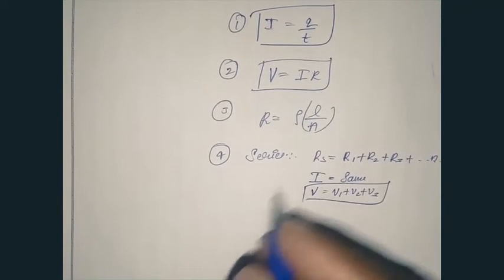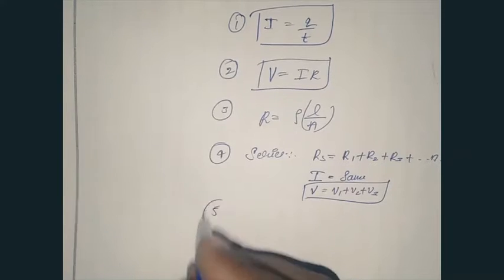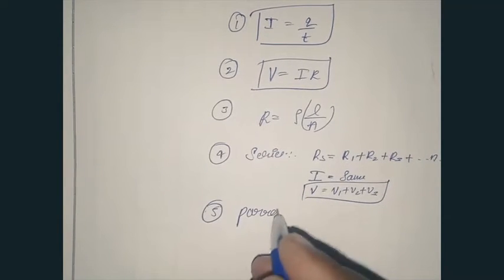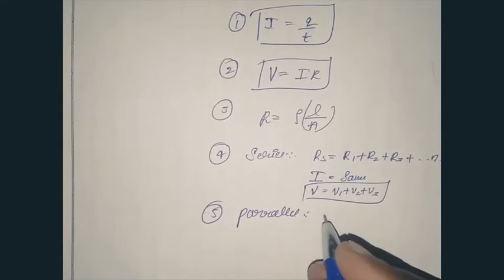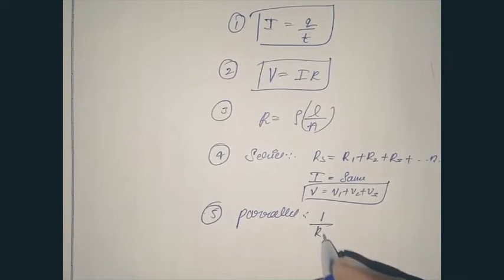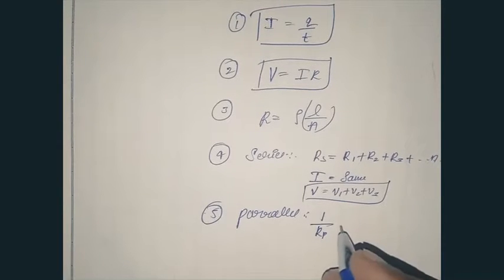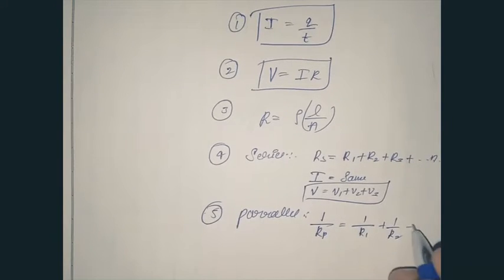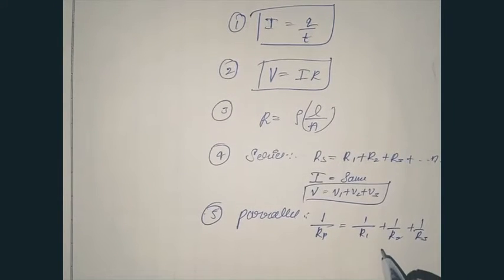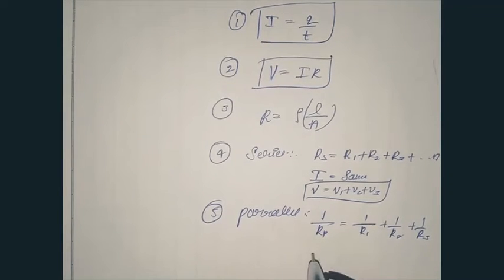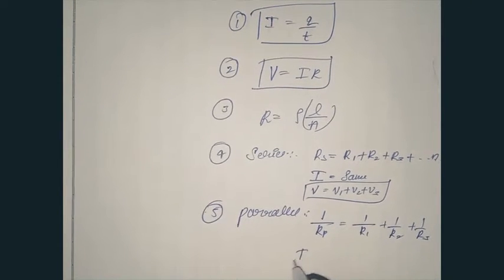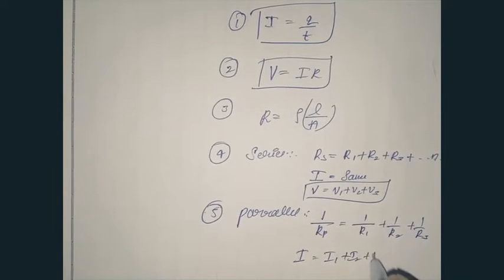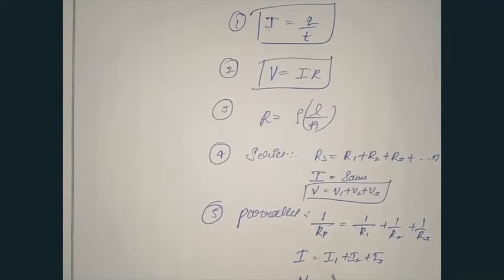Now this was for series. Now we move to the parallel. Here in parallel, 1 by Rp, the effective resistance in parallel, is equal to 1 by R1 plus 1 by R2 plus 1 by R3. Got it? Next, the current divides, we know that. So I is equal to I1 plus I2 plus I3, whereas V remains the same.